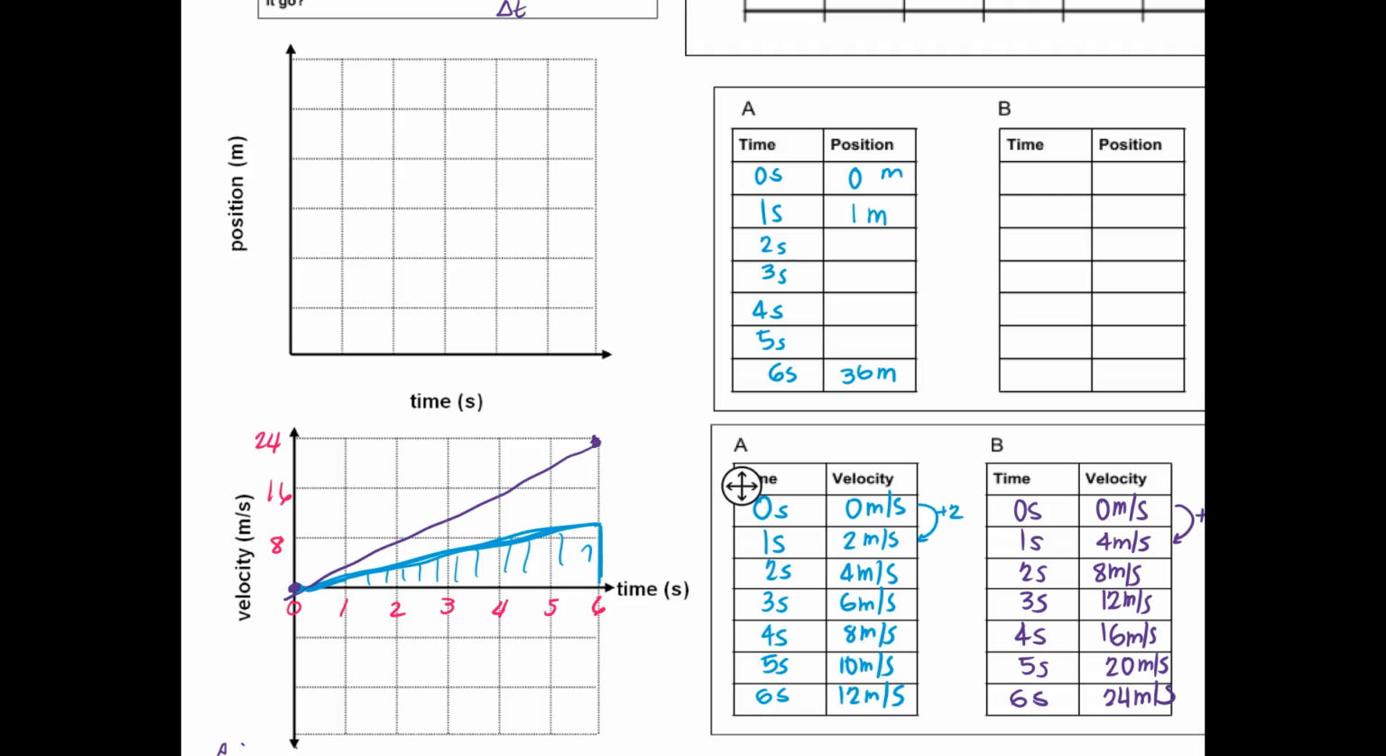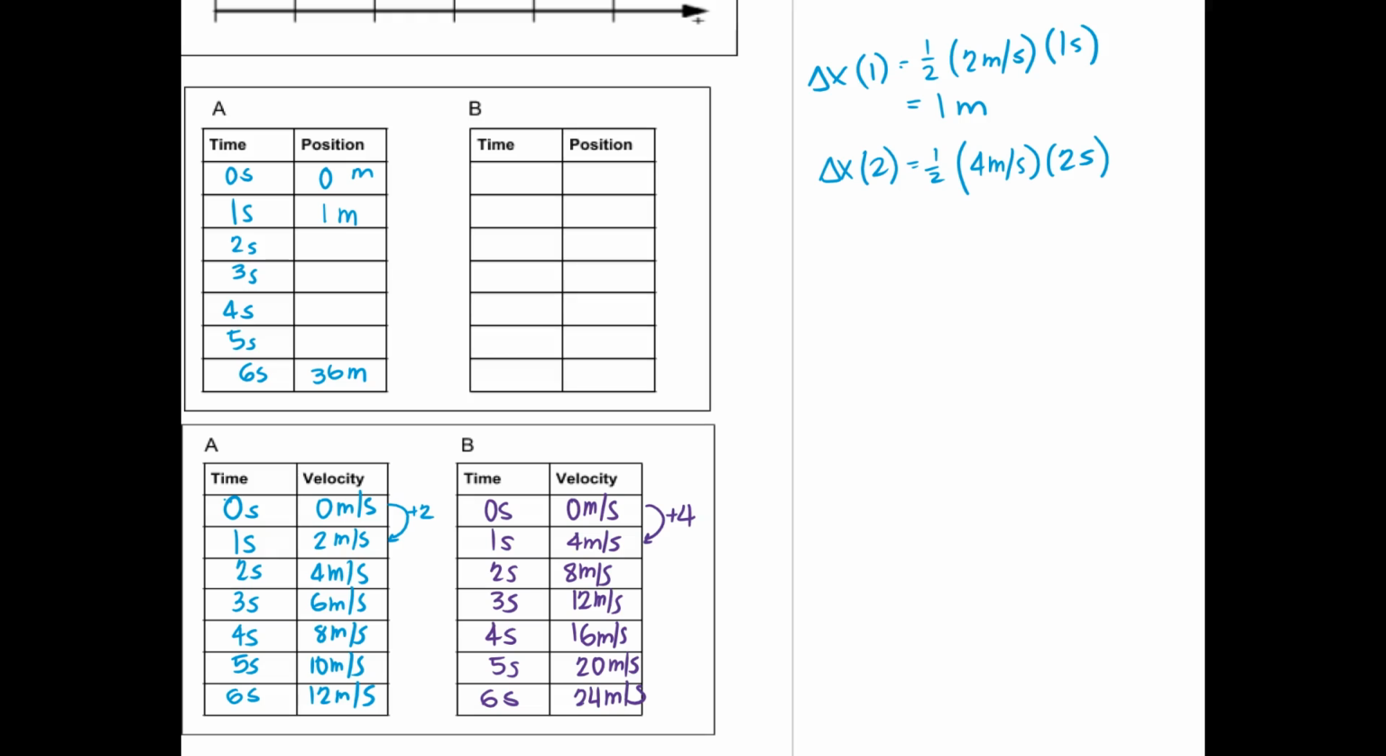Okay, so we're calculating this triangle right here. Now for 2 seconds, we're going to calculate from here from 0 to 2. And so now we're calculating this triangle. So for 2 seconds, we have 1/2, and we have 4 meters per second right here, times 2 seconds, which is going to give us 4 meters. So at 2 seconds, it has changed 4 meters in position.